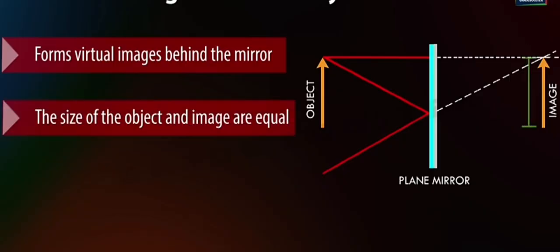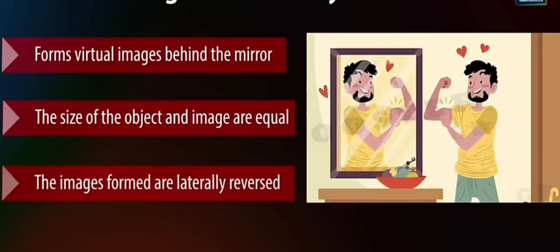Size and magnification. The size of the image in a plane mirror is the same as the size of the object. There is no magnification. This means that objects in a plane mirror appear to be the same size as they are in reality. Laterally reversed. The images formed by plane mirrors are laterally reversed, also known as left-right reversed. This means that if you raise your right hand in front of a plane mirror, your image will appear to raise its left hand.